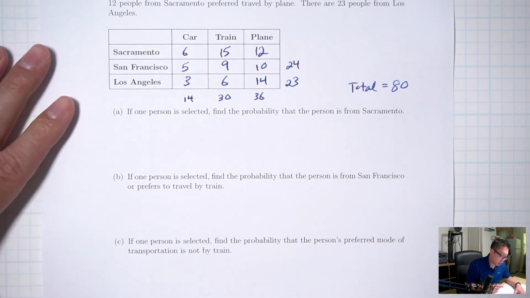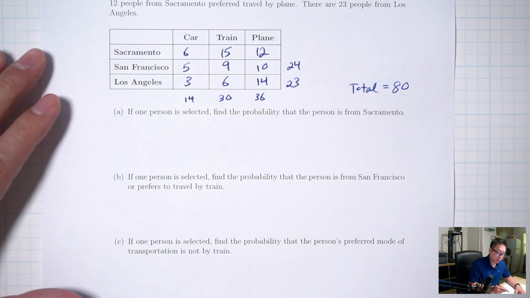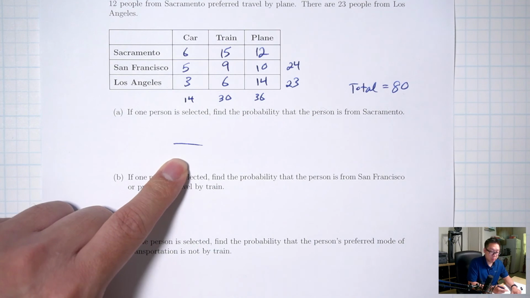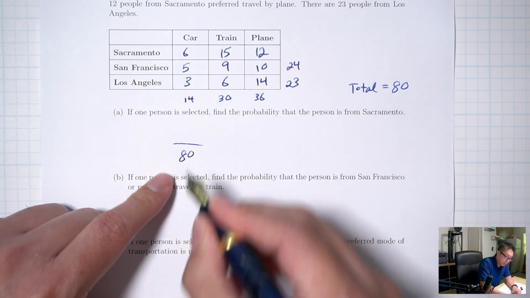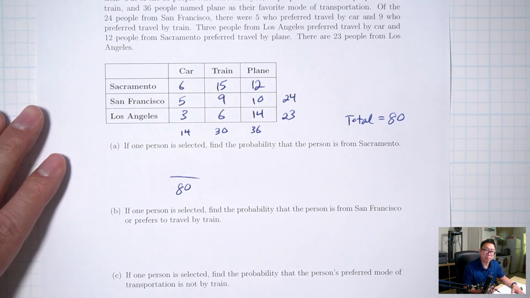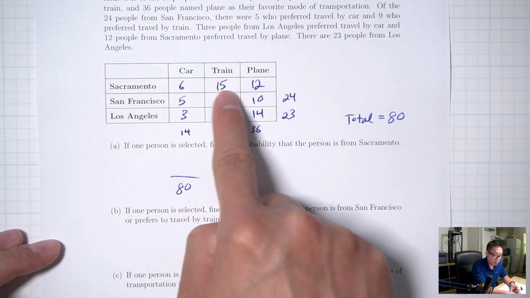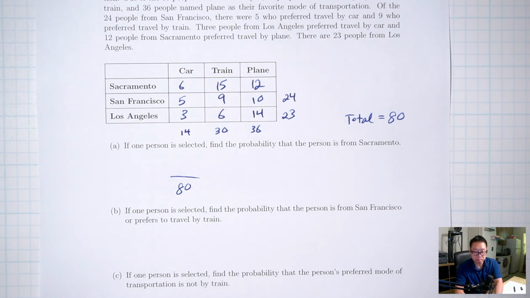Part A, if one person is selected, find the probability that the person is from Sacramento. Bottom is going to be the total of everybody, which is 80. How many people from Sacramento? Sacramento would be the entire first row, so 6 plus 15 plus 12. 33.